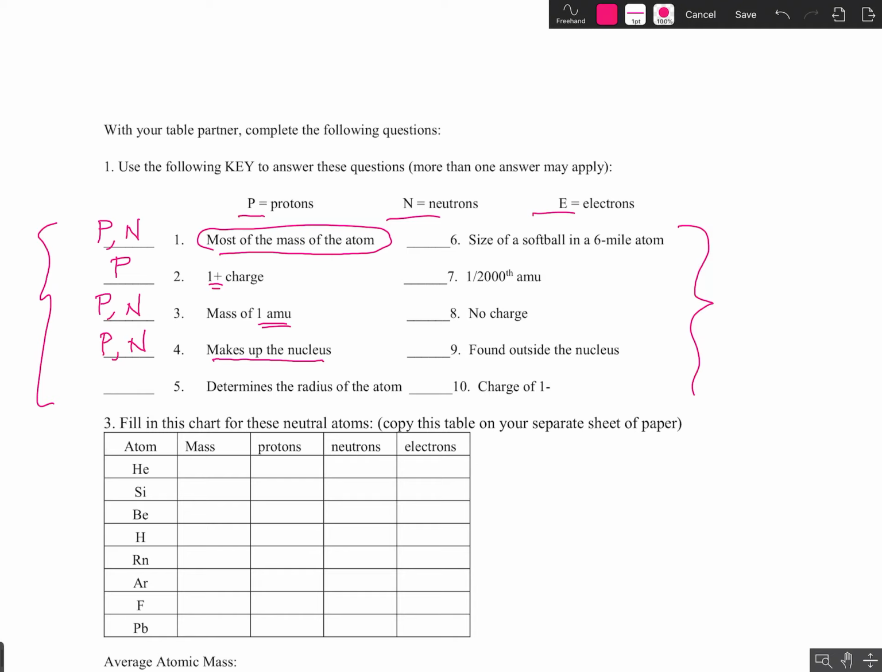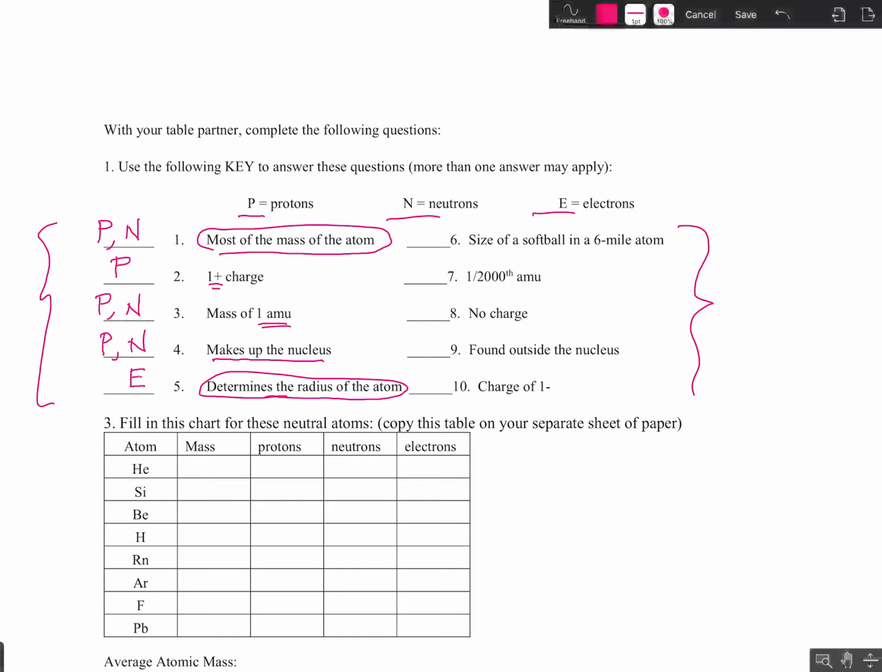Which particle or particles determines the radius of an atom? No, not protons or neutrons. Remember, the nucleus is really, really tiny. So the radius of an atom, it's made up by the electrons. Now, the electrons are really tiny, but they take up a huge amount of space, don't they?